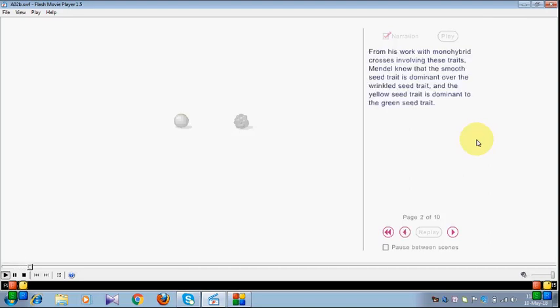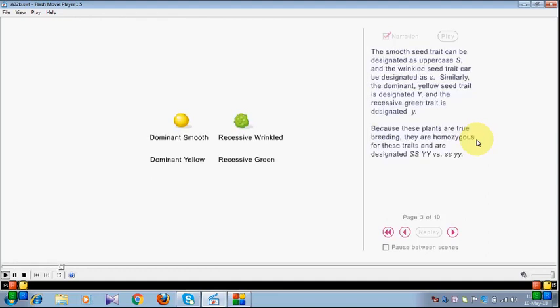Crosses. From his work with monohybrid crosses involving these traits, Mendel knew that the smooth seed trait is dominant over the wrinkled seed trait, and the yellow seed trait is dominant to the green seed trait. The smooth seed trait can be designated as big S, and the wrinkled seed trait can be designated as little s. Similarly, the dominant yellow seed trait is designated big Y, and the recessive green trait is designated little y.